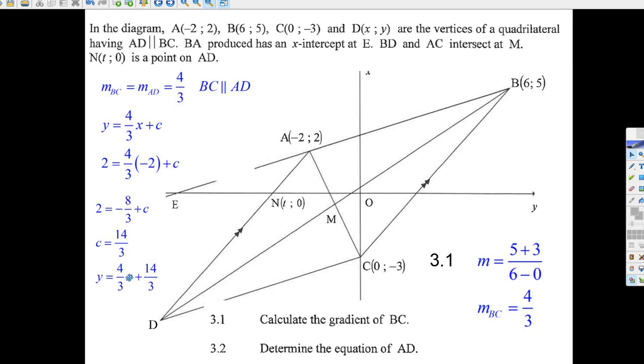So y equals 4/3 x plus this y-intercept of 14 over 3. And that's pretty good, because now you've got the equation of AD right there. You know it crosses up here at 14 over 3. That's the y-intercept. So there you go.